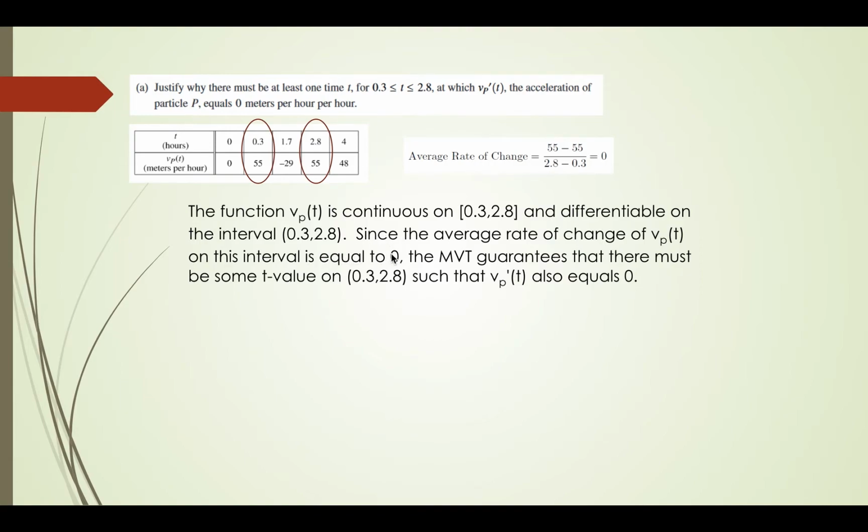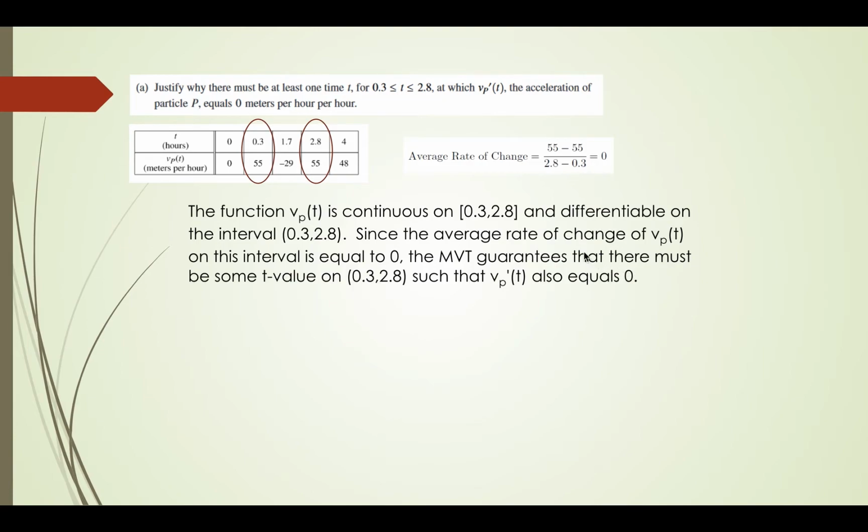Then we can say that since the average rate of change of this function on this interval is equal to 0, we've shown that up here already, so we don't need to talk about why that is. We've already demonstrated it. The mean value theorem guarantees that there must be some t value on this interval such that the instantaneous rate of change also equals 0.